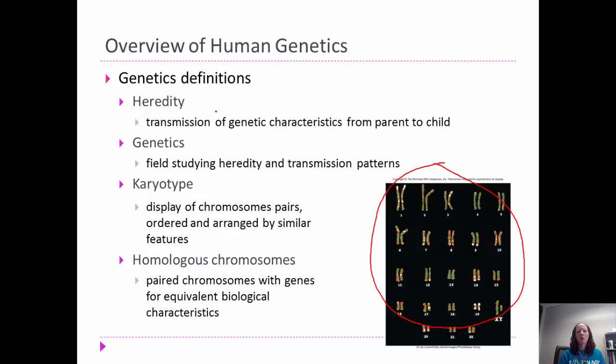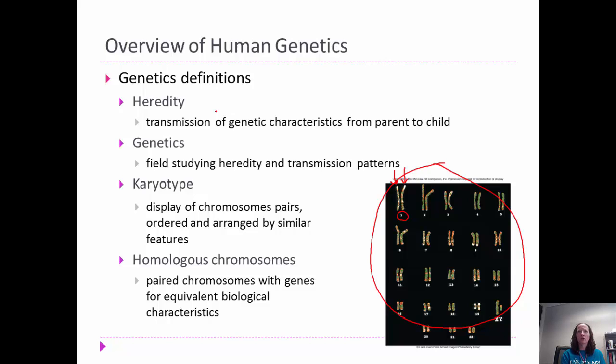But it's ordered and arranged. They have all of the little chromosomes here. There's chromosome 1, and remember that is one chromosome. It might be the mom or the dad, and there's going to be the other one. It's going to be that single arm of the chromosome. And whenever they come together, they form those homologous chromosomes, which is going to be those paired chromosomes that are going to have genes for equivalent biological characteristics.